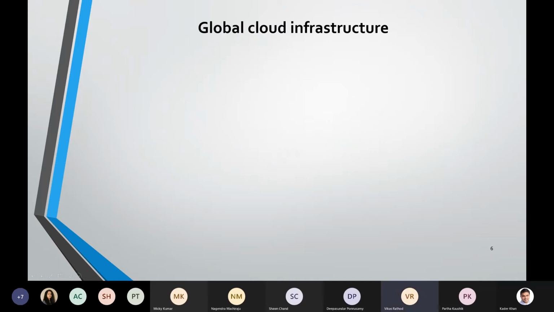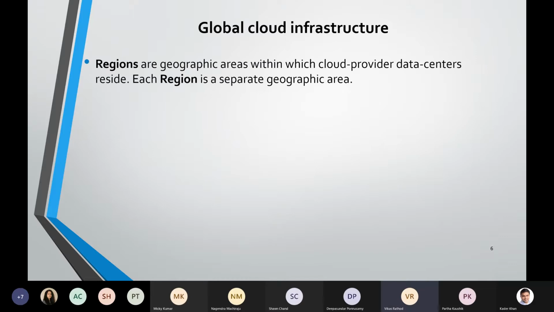So how does the global cloud infrastructure look? There are three main portions in this. If you are using cloud services, then you have heard about regions and availability zones. So what are regions? Regions are basically logical geographical areas in which a cloud provider's data centers reside, and each region is a separate geographical area.